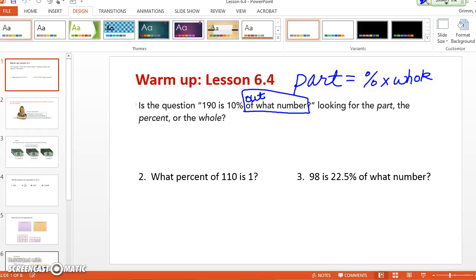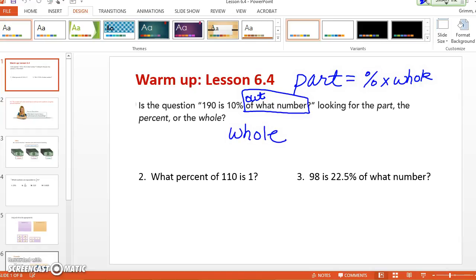Good. Yeah, I talked about, if you think about if something is out of something, so that's like me saying our test is going to be out of 100 points. That means that's how much the test has total. That's your total amount of points on the test. So that's how you know which one it's looking for. So this one is looking for the whole.